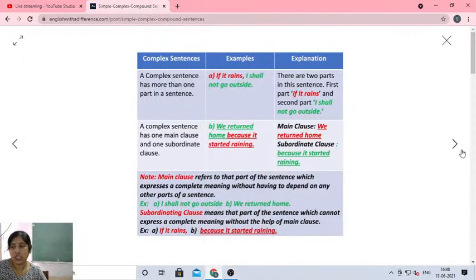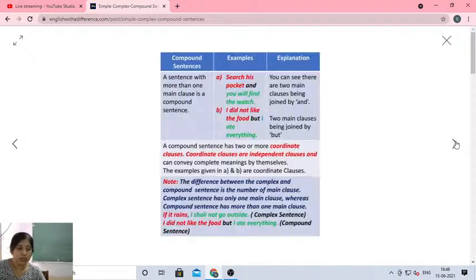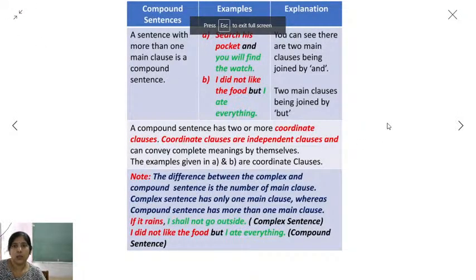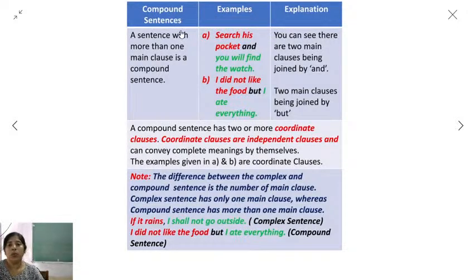Okay? So my dear children, now compound sentence. Compound sentence is very easy. As you know, we have certain conjunctions, or coordinating conjunctions. So with the help of that, we are making compound sentences. So a sentence with more than one main clause is a compound sentence.